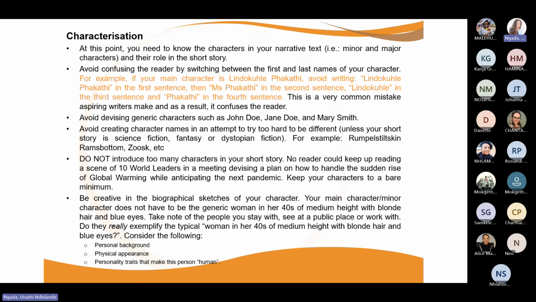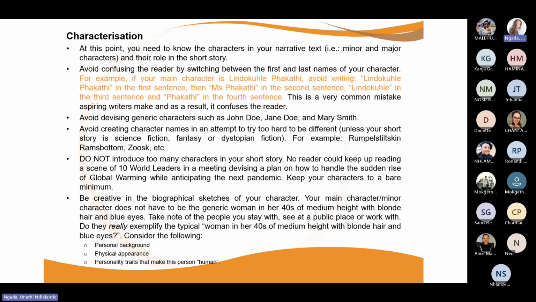Right? So let's say you have a character in mind that you're going to be putting in your story, but you realize this particular character is only going to say a sentence or two, then remove that character. So where I'm going with this is that the fewer characters you have in your short story, the better.